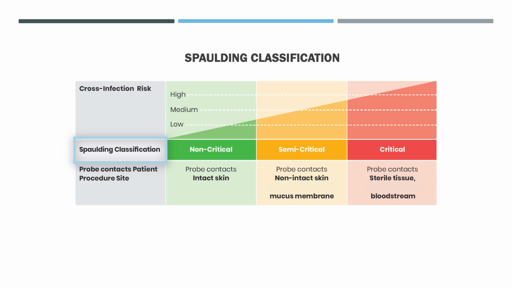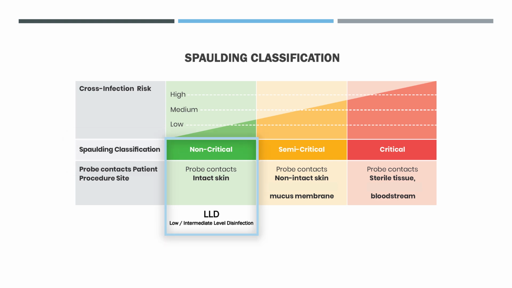So a probe that touched intact skin, or for that matter a blood pressure cuff, would require low-level disinfection. A semi-critical device is a probe, or another device, that touched non-intact skin or mucous membrane, which would include the vagina and rectum. Those would be semi-critical, and as we'll see, that will require high-level disinfection. And then we have critical devices. That's any device that enters the intravascular system or enters a sterile tissue. And ideally, those should be sterilized or be sterile when used.